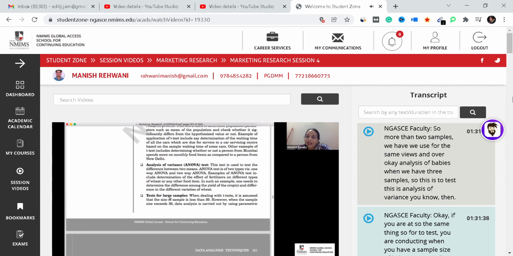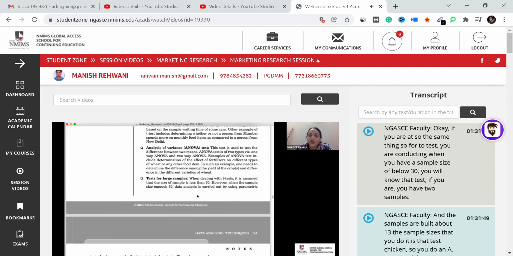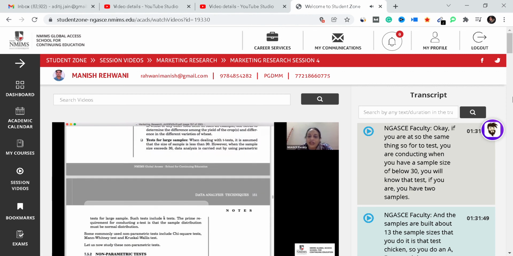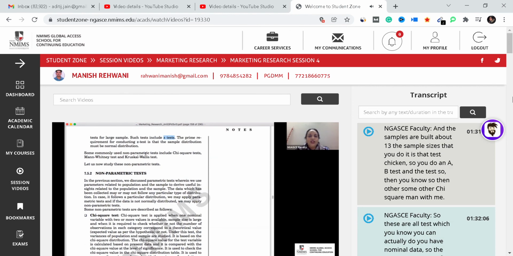You will do a z-test if you have 2 samples and the sample sizes are above 30. So you do a t-test and a z-test. Then some other tests are there: chi-square, Mann-Whitney, Kruskal-Wallis. These are all tests which you can actually do where you have nominal data.